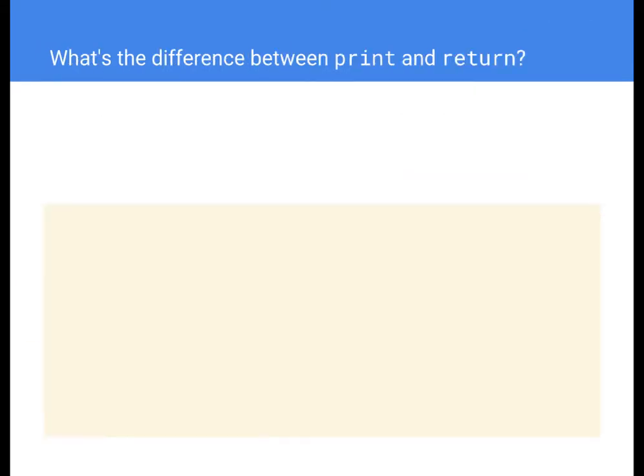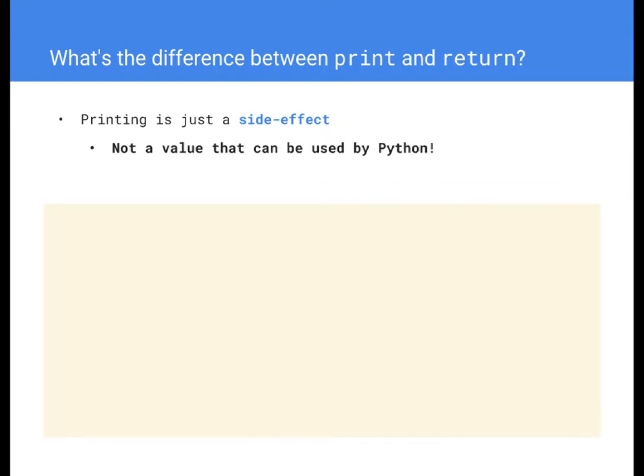Okay. So this is a new slide. What's the difference between print and return? I wanted to focus on this in particular because I think we haven't talked enough about return. Printing, as we learned in last lecture, is just a side effect. The big implication of that is that it is not a value that can be used by Python. We saw that you can't add none and four, right? Whereas return statements allow us to pass values between functions. It's how I share information.